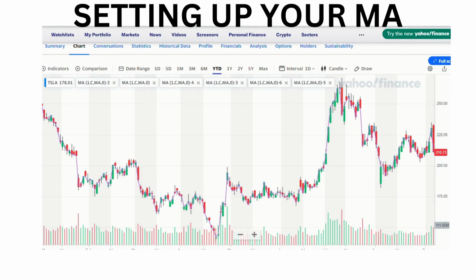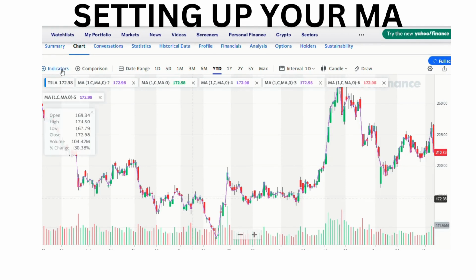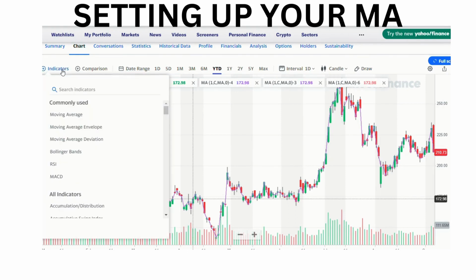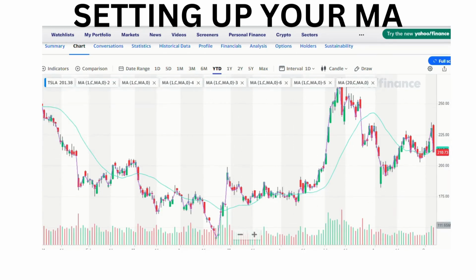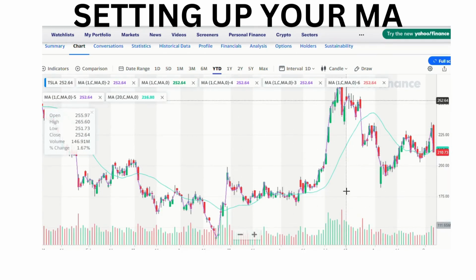I'm using the Yahoo Finance charts, and I'm going to go to indicators, select moving average. I'm going to do the 20-day moving average first, and we're going to change the period from whatever it is to 20 days. And I'm going to select a color. If I don't like purple, I'm going to use green and save. Boom, there we go. That's a 20-day moving average chart, and it's a short-term moving average. Bear that in mind. We'll pick that up later on.